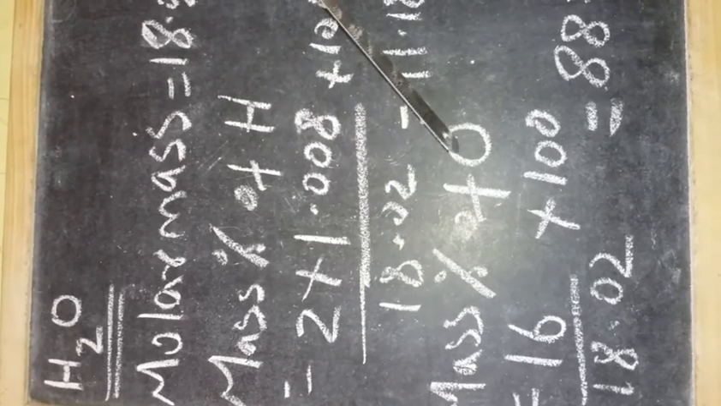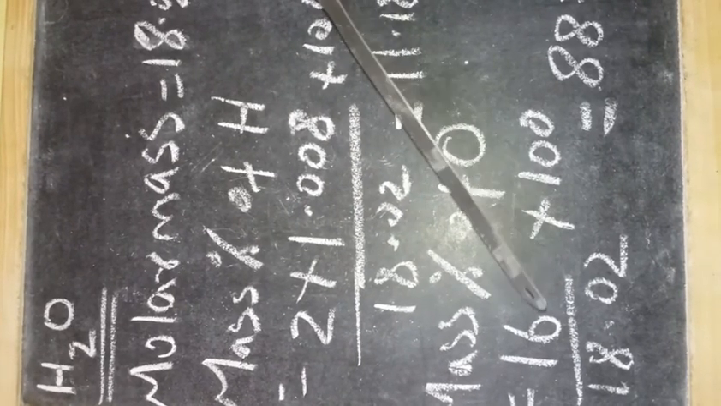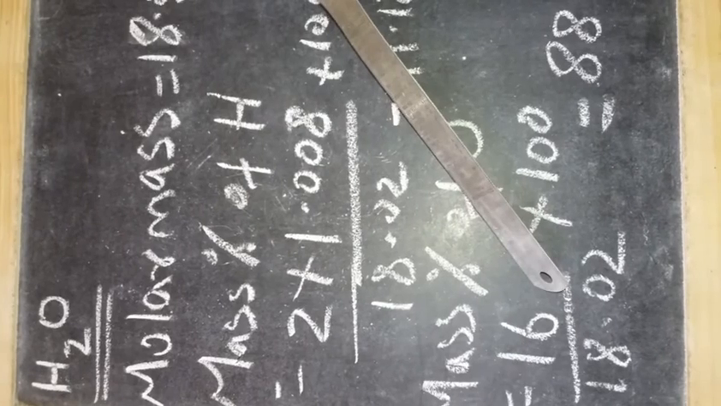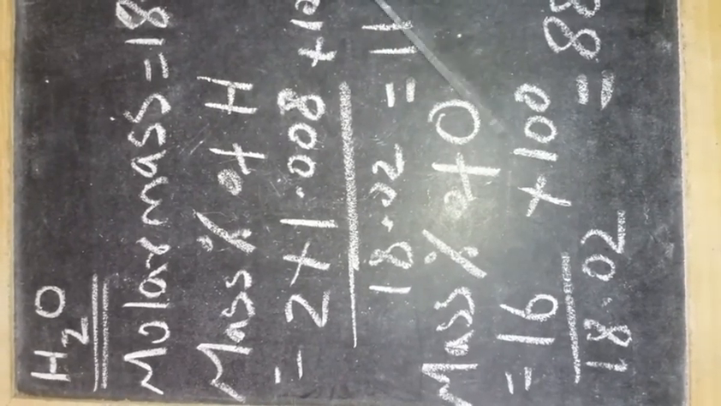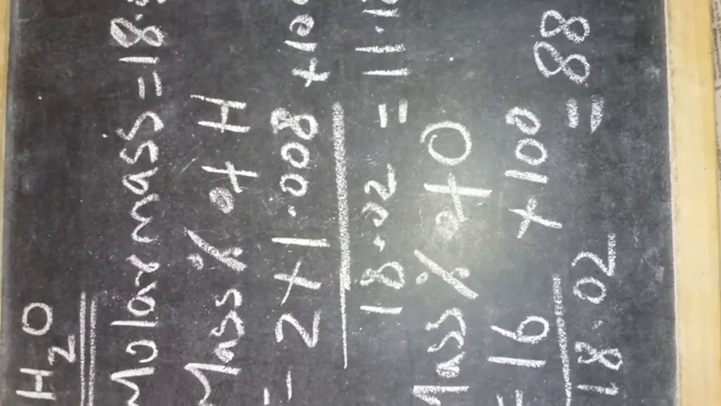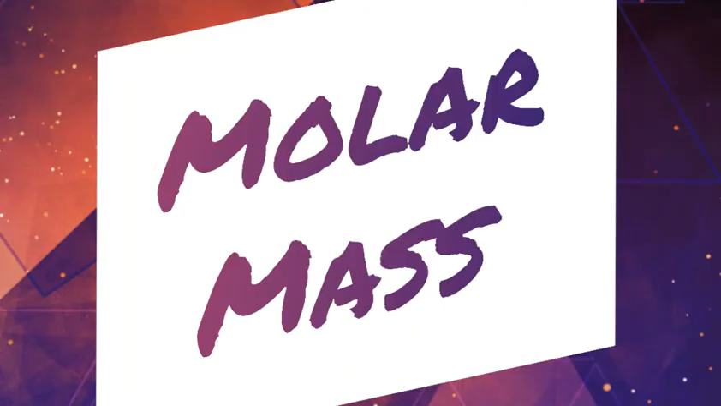Similarly, the mass percent of oxygen will be equal to 16, where 16 is the atomic mass of oxygen, divided by 18.02 × 100, which is equal to 88.7%. Finally, let me tell you the definition of molar mass: the mass of 1 mole of a substance in grams is called the molar mass.